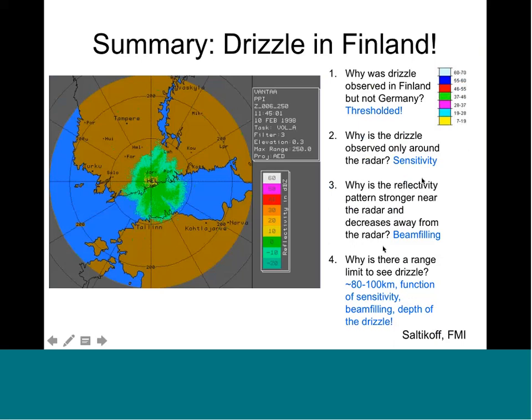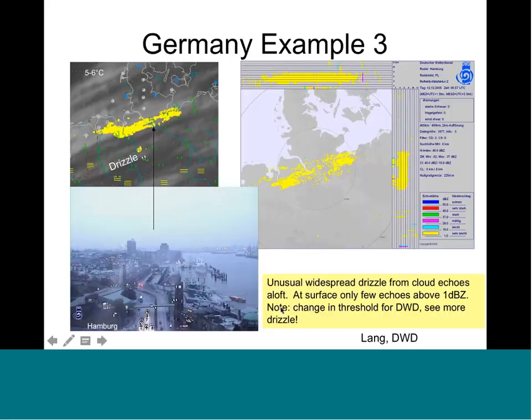And why is the reflectivity pattern stronger near the radar and decreases away from the radar? The answer is that the beam is starting to be not filled. And why is there a range limit? Again, it's because of the beam filling, the depth of the drizzle, and to some extent sensitivity. So these are kind of bread and butter to the situation.